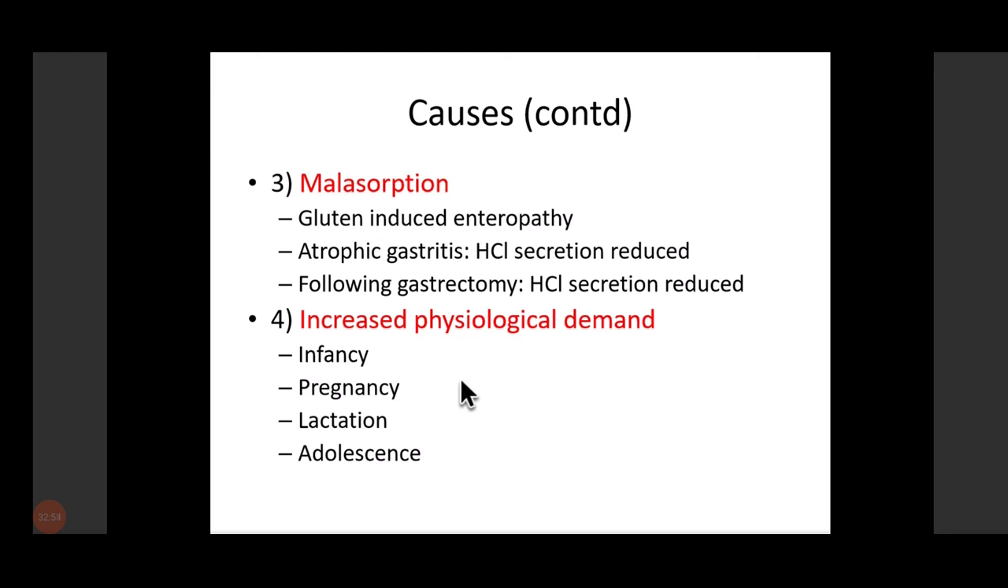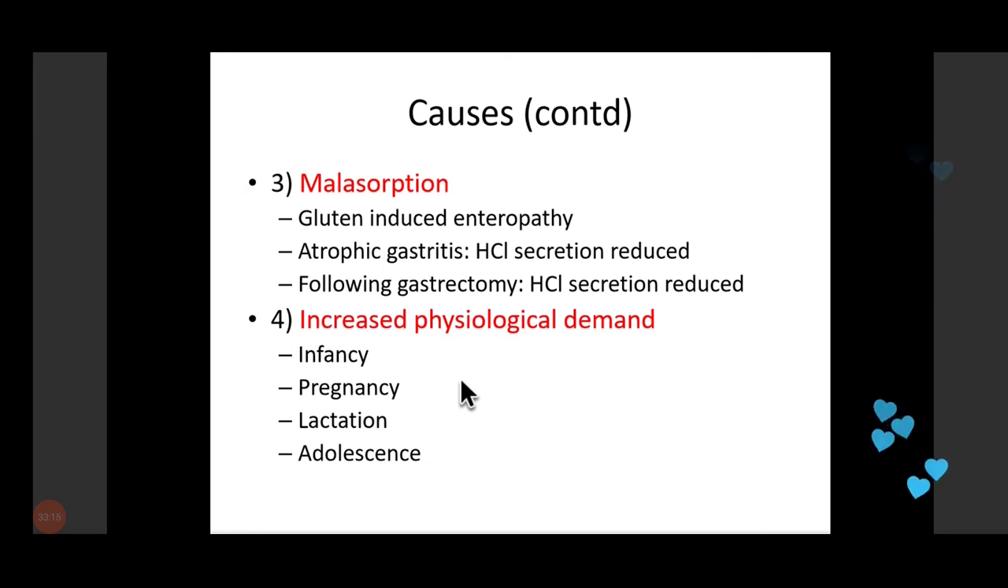You must have seen in the picture how the iron is metabolized. So if there is anything disturbing the absorption of iron, this will lead to malabsorption, thereby decreasing the iron absorption, and the patient will end up with iron deficiency anemia. Or there is an increase in physiological demand. I have highlighted to you about a pregnant female.